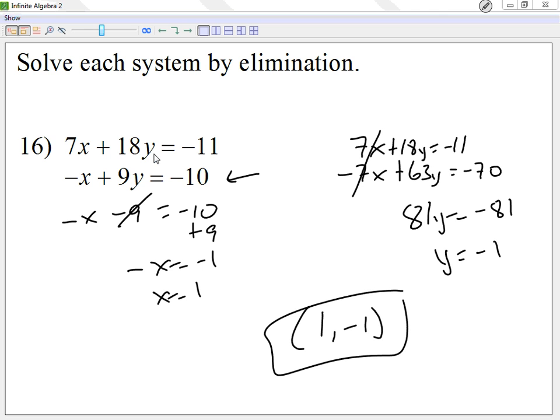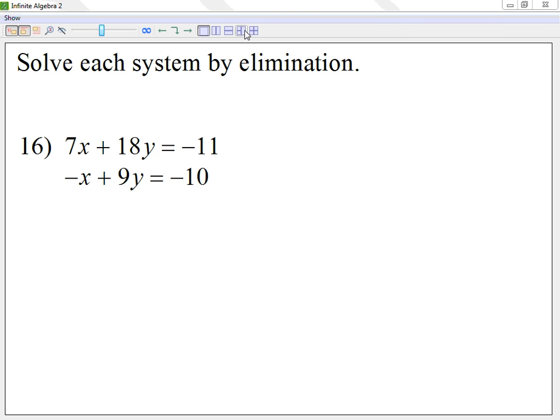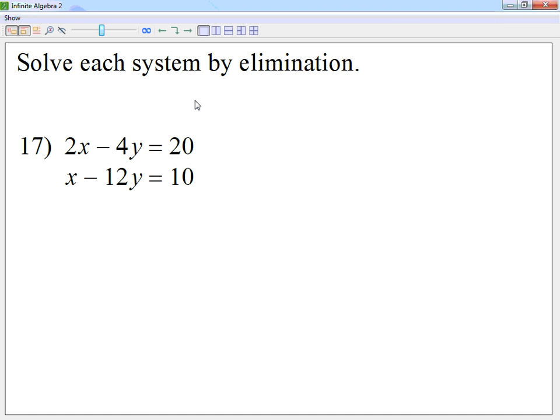So not that bad. If they don't cancel out to begin with, like they didn't, you can multiply one equation or probably both equations. You're trying to cancel one letter. Let's do number 17.